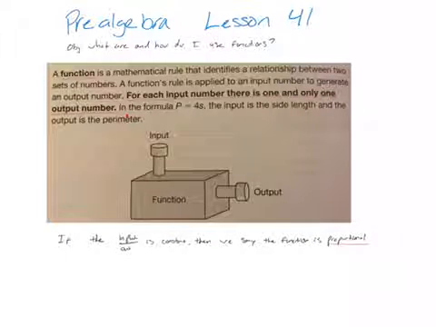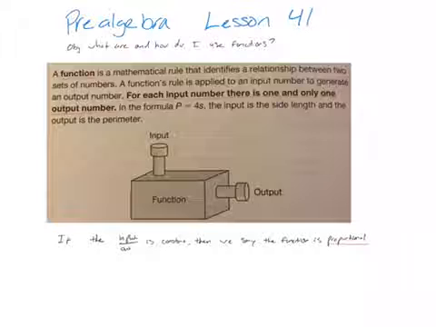A little earlier in the book it talked about this, the formula P equals 4S, being the perimeter of a square. The perimeter is equal to 4 times the side length. The input, the number you put in, is the side length, and the output is the perimeter. So if the side length is 2, then you will know that the perimeter is 8.